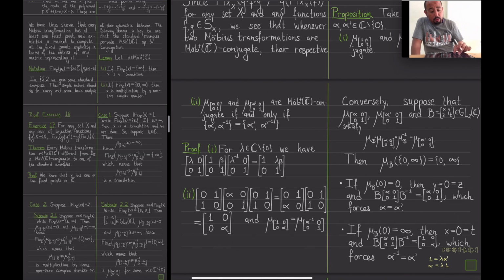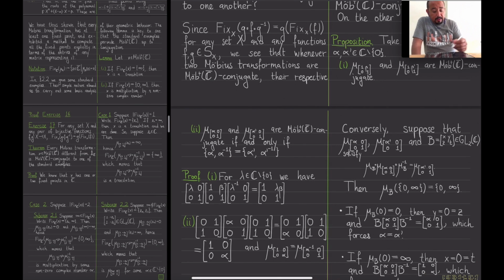So you always have that if you give me alpha and alpha prime, and these two sets are equal, because these two sets being equal is equivalent to saying that alpha is equal to alpha prime or its inverse, then they are conjugate. So the next step is, is it the only way multiplications by complex numbers are conjugate? And the answer is yes.